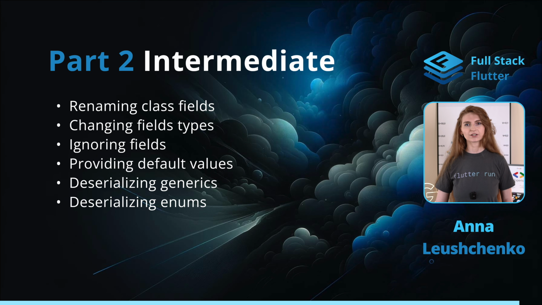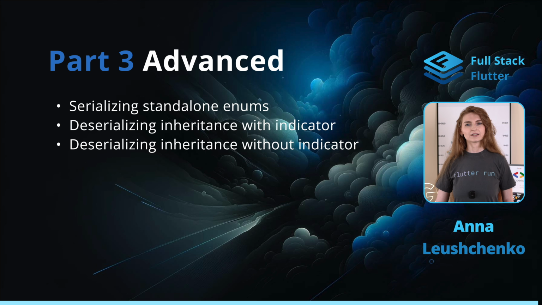In the intermediate section, we'll start customizing Dart classes created in the basic section for them to be more independent from the JSON they will be deserialized from. We'll talk about changing class field names, types, and structure, ignoring some of them, and providing default values. We'll also talk about serialization of generics and enums. And in the advanced section, I'll address more sophisticated cases like serializing standalone enums and automatically parsing Dart class hierarchy from JSON based on some indicators and without them.